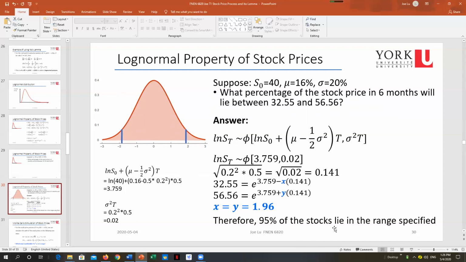So you know that, with this distribution, 95% of the realized stock price in 6 months will be between 32.55 and 56.56.